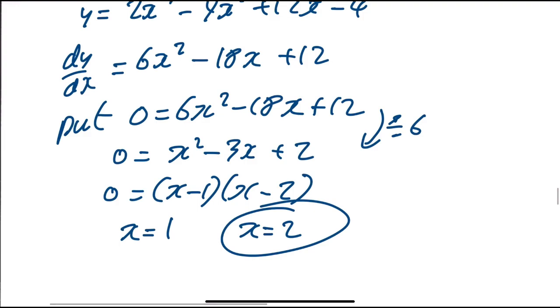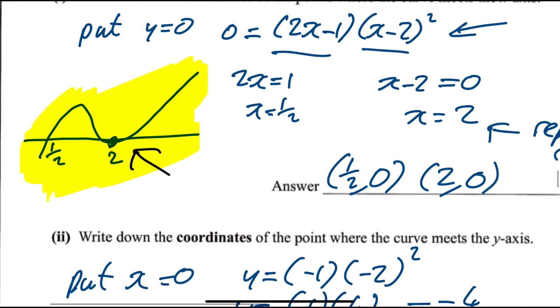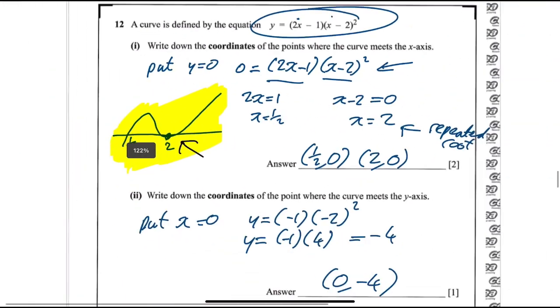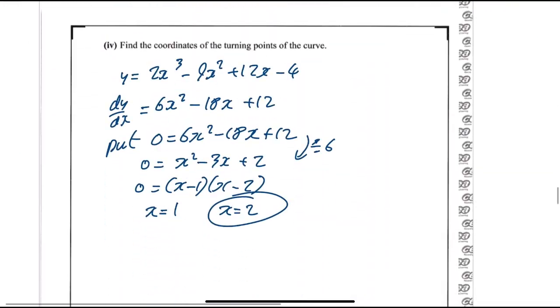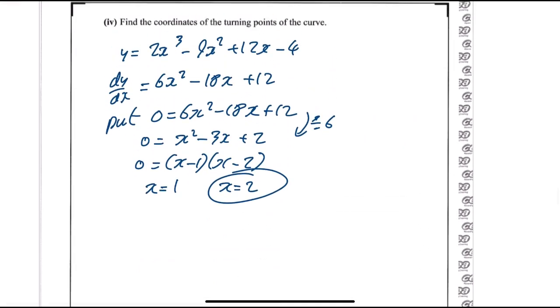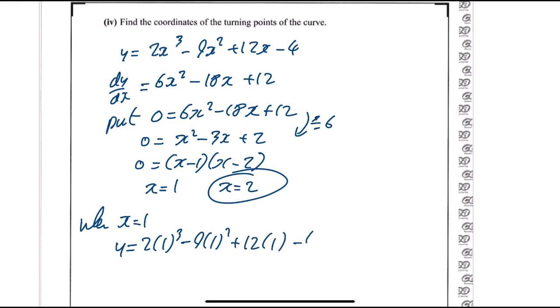Right, that's how we look at this. x equals 2. Remember, way back here, we said there's a turning point. You can see the arrow pointing to it here. There's going to be a turning point at 2, and right enough, we've got that, so it's all making sense so far. So you've got x equals 2. Find the coordinates of the turning points. We've got to find the actual coordinates. So just say when x equals 1, y is equal to 2 times 1 cubed minus 9 times 1 squared plus 12 times 1 minus 4.